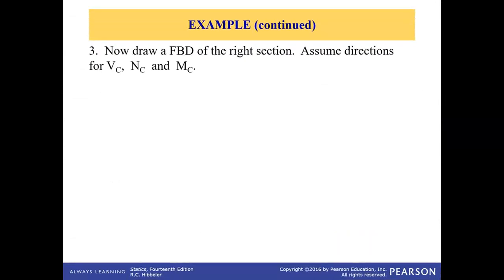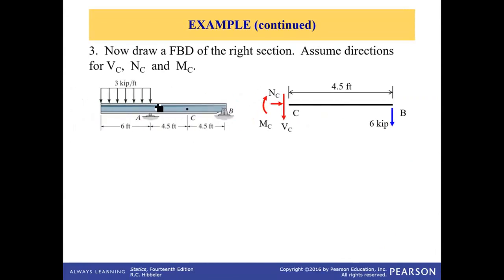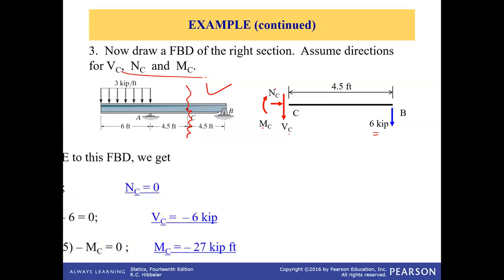Now the next step is to draw a free body diagram of the right section, assuming directions for shear, normal, and bending moment. So we take the section, cut this from here and keep only the right side and expose the internal forces. So on the right side we have vertical support reaction, and the forces are normal, shear, and bending, and these arrows are our assumption. We are assuming the directions for these three forces. Now if we get the positive number, it means our assumptions are right. If we get the negative number, that means our assumptions are opposite of the correct direction.